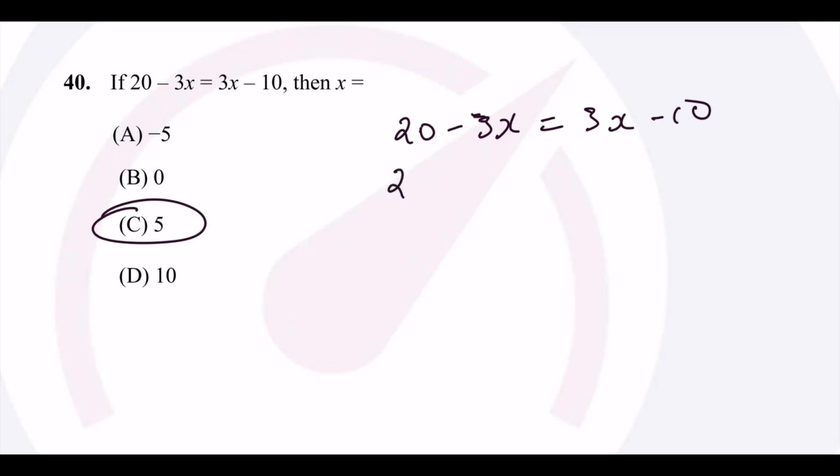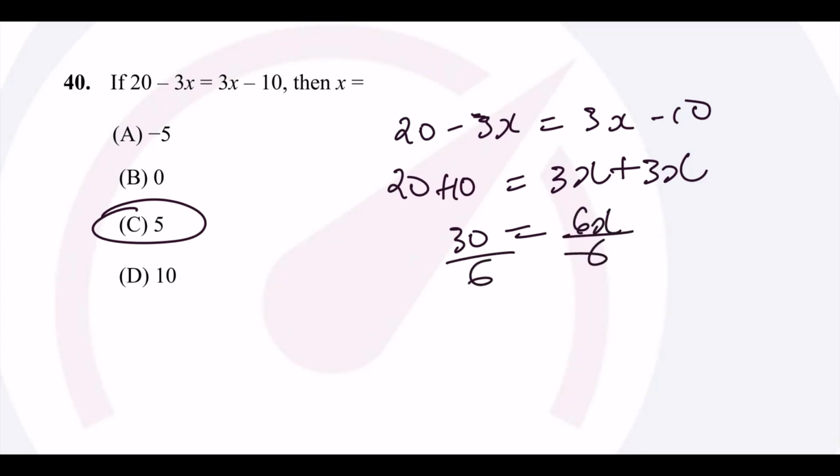So we have 20. Because the 10 is being subtracted, we're going to add 10, is equal to 3x. Now because this 3x is being subtracted, we're going to add it. So then we have 30 is equal to 6x. Divide both sides by 6. So x is equal to 5. How they gonna know? They're not gonna know. Alright?